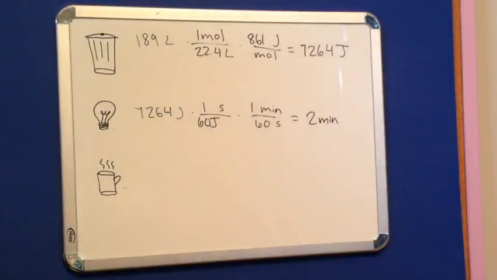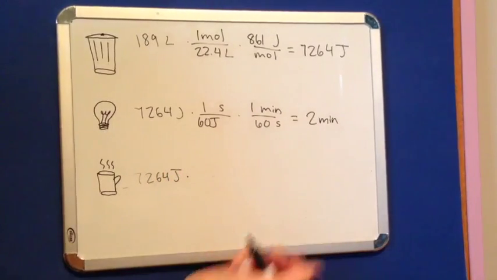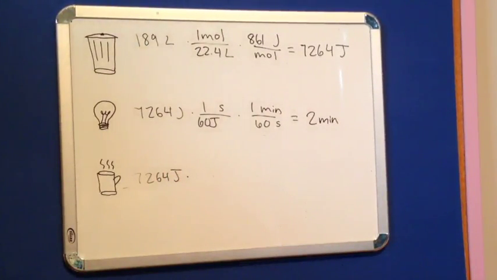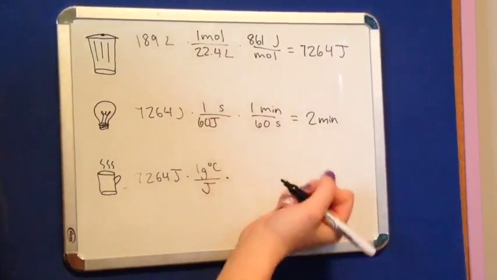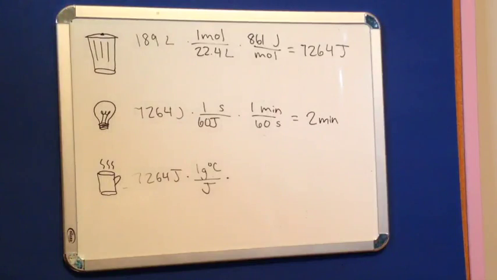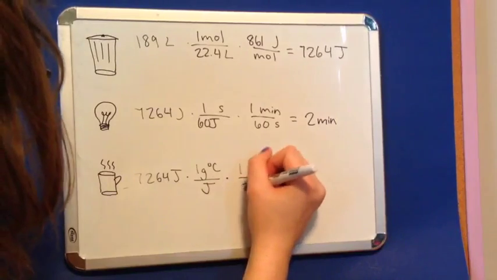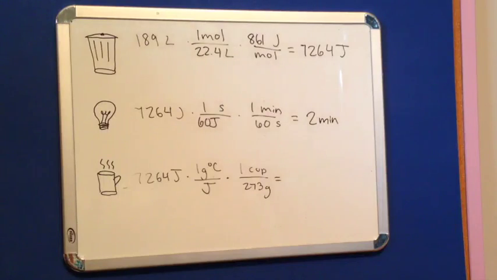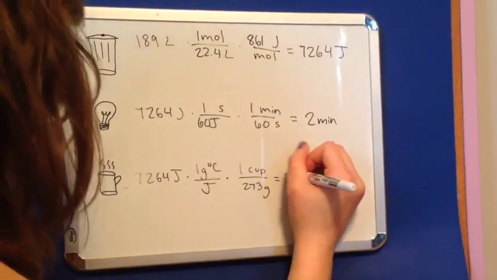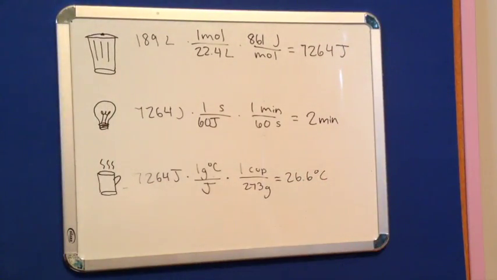Another thing I could do with this methane that I produced in my anaerobic digester is make tea. So we're going to start with 7,264 joules again, and 1 joule is the energy it takes to raise a gram of water by 1 degree Celsius, so 1 degree Celsius per joule. And then I use a cup of water to make my tea, and a cup of water weighs 273 grams, so 1 cup per 273 grams. And I want to know how much I can raise my cup of water by. So if we multiply this out, we get 26.6 degrees Celsius, and that's enough to make my tea piping hot.